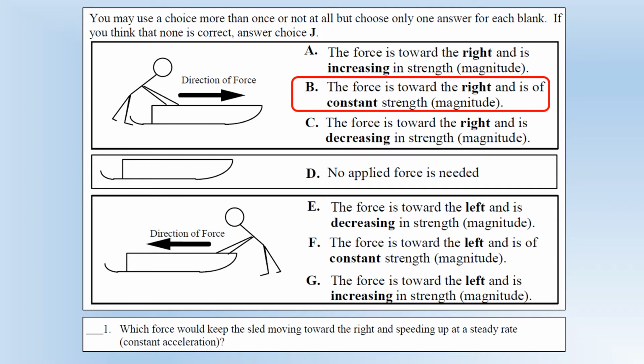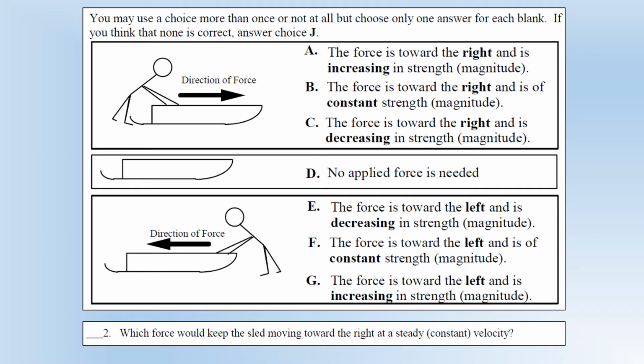So let's give you scenario 2. Which force would keep the sled moving to the right at a steady or constant velocity? Again, pause it, select your answer, then we'll review it. Okay, so the answer you should have had is option D. So essentially, I'm just using Newton's first law here. To go at constant velocity, the force acting on you must be 0, or no force acting. So the option should be D.